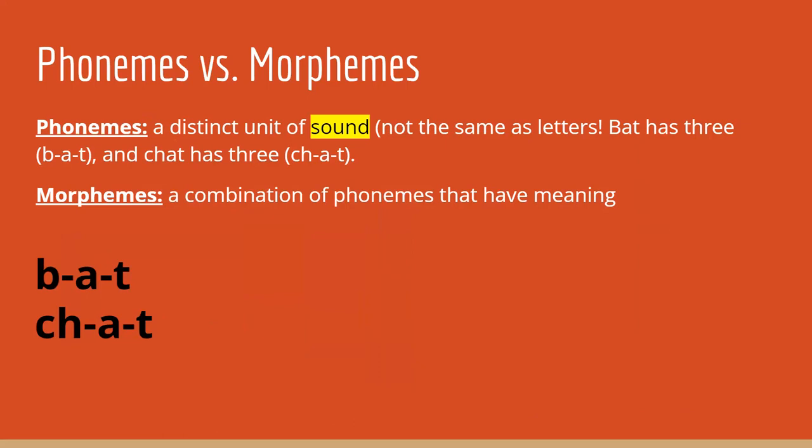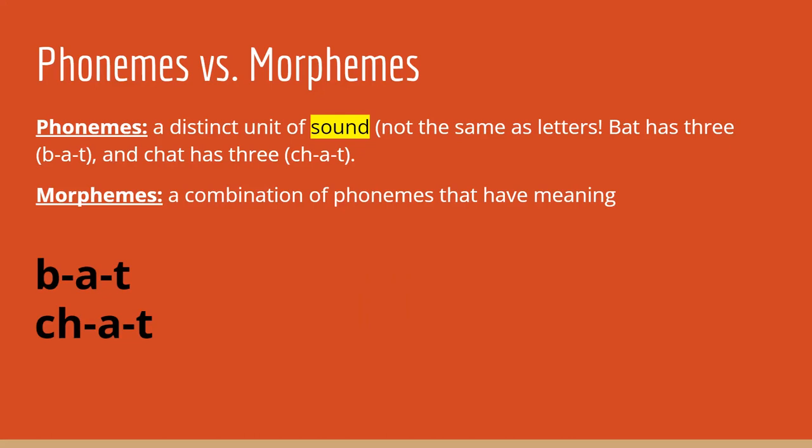A good way to remember what a phoneme is: it sounds like phone, and a phone makes a sound. It's a distinct unit of sound, but you got to know it's not the same thing as letters. A lot of people will say, "Oh, each letter is a different phoneme." No, you don't really need to know specifics, but take these two words for example, bat and chat. Bat has three and chat has three. B-A-T, but "ch" and "at." That's what it is. You don't do k, h, at. You don't do that, do you? So that's how you pretty much know what a phoneme is.